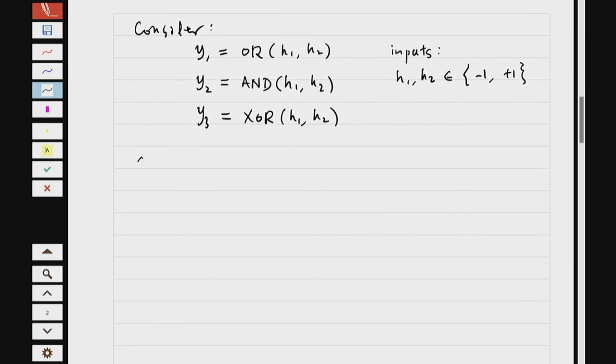So let's study the first one, OR, with h1, h2 like this. What does it look like? So here is h1, h2 as input, and the input can be 1 or -1.